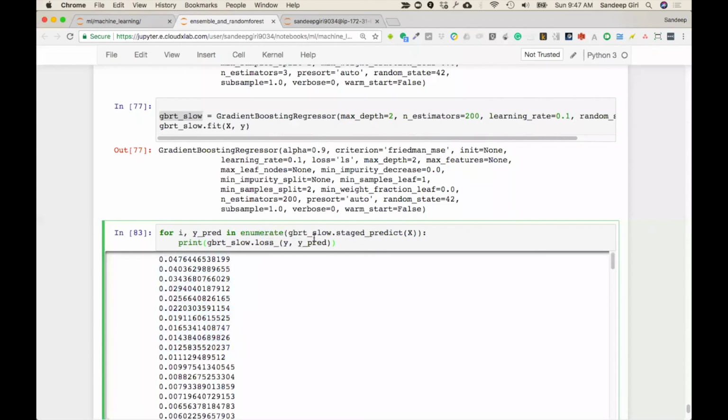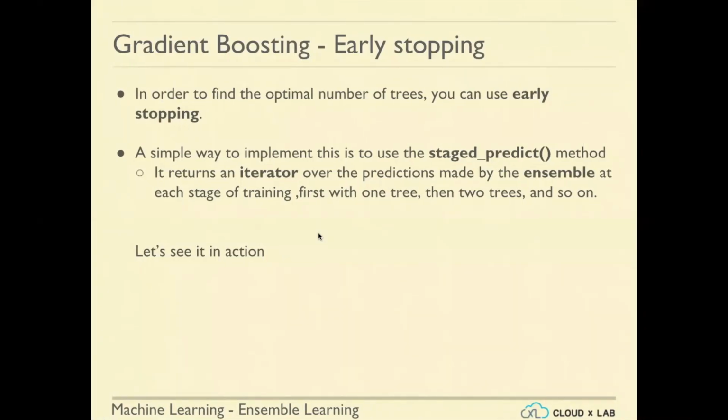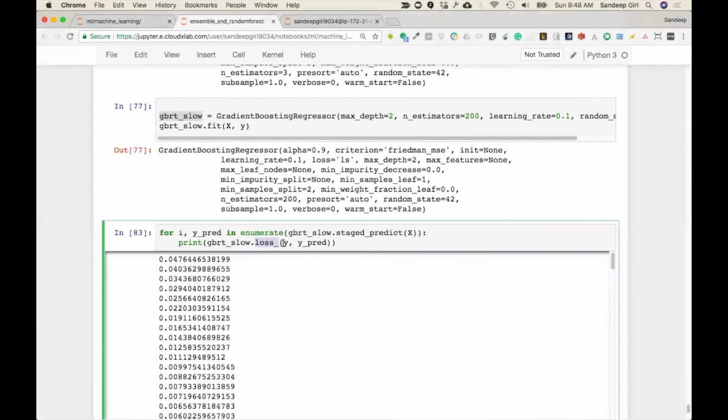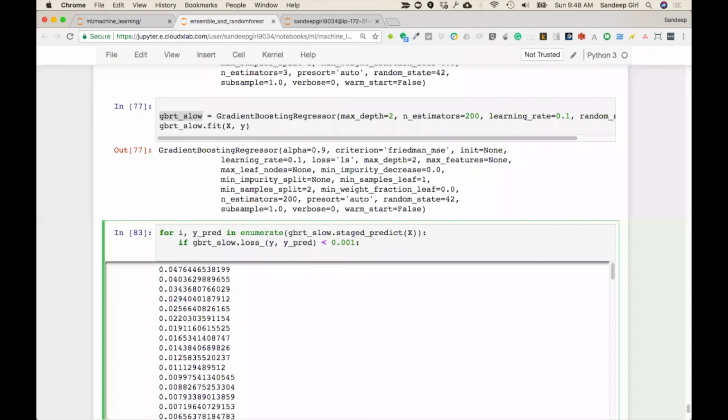So that's the one he's talking about. A simple way to implement this is to decide upon a particular error rate, and in order to find the optimal number of trees, we can stop whenever we want. One way would be that if the loss here is lesser than, let's say, 0.001, we can just stop here.